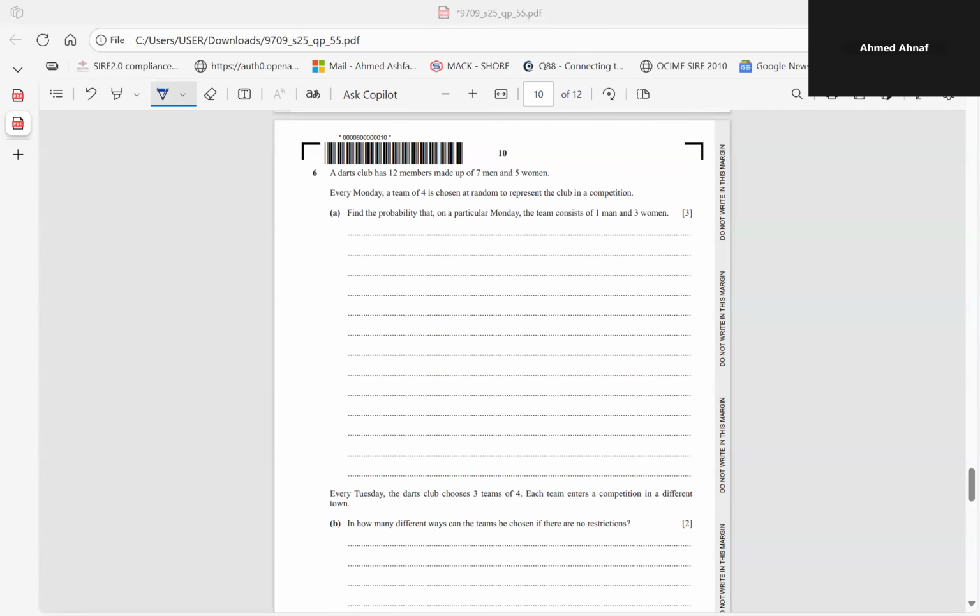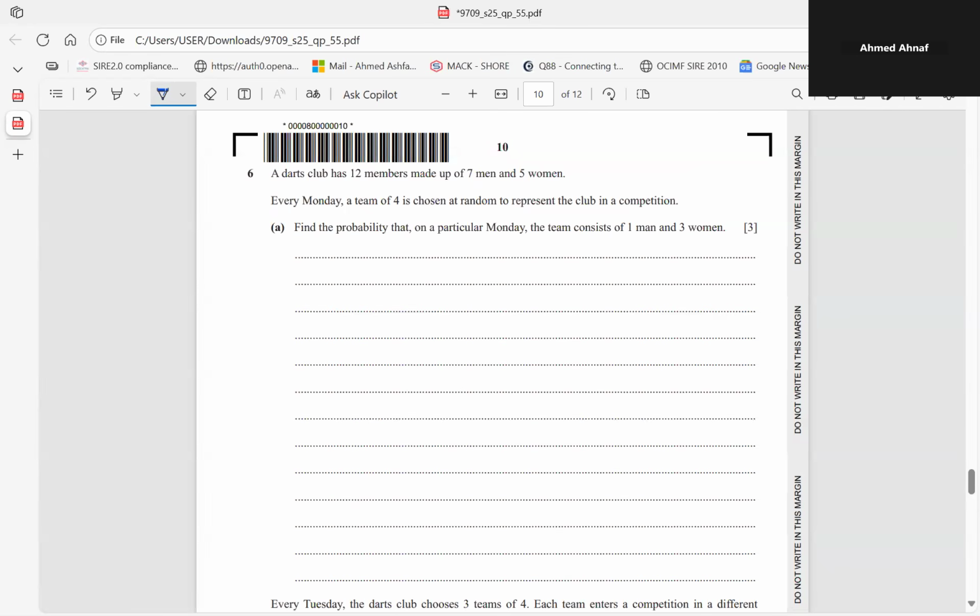Okay, so for this question, we're told that a darts club has 12 members made up of 7 men and 5 women, and every Monday a team of 4 is chosen at random to represent the club in a competition. For the first part, we're supposed to find the probability that on a particular Monday, the team consists of 1 man and 3 women.